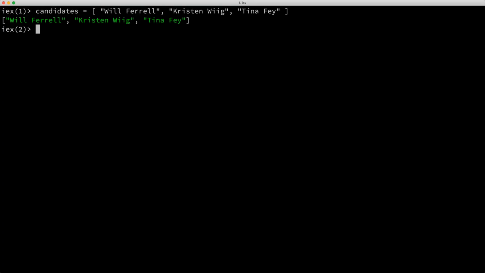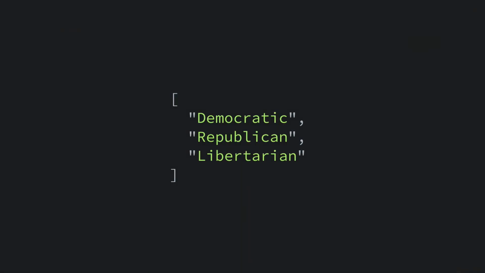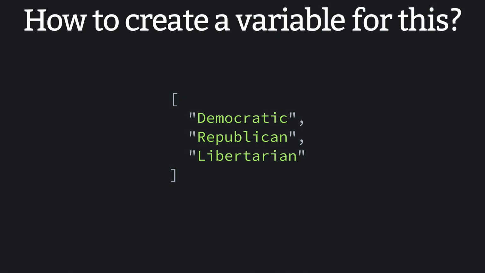In a few of the prior videos, I sort of snuck in some variables, but I didn't properly introduce you to variables in Elixir, so let's take a moment to do that. Here's an Elixir list that contains strings representing a few political parties. Now the question is, what's the proper and conventional way of creating a variable that points to this list?